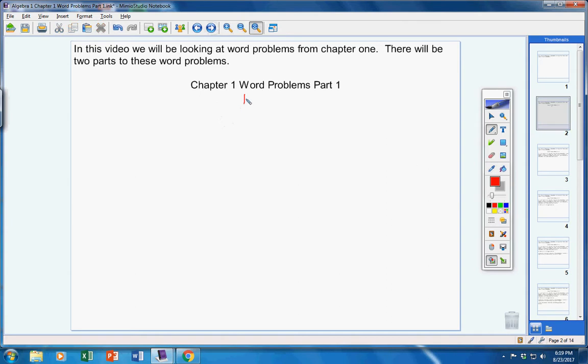Be sure and copy that in your notes, and be sure and include today's date, okay? Copy this down, Chapter 1 Word Problems Part 1, and be sure and include today's date.